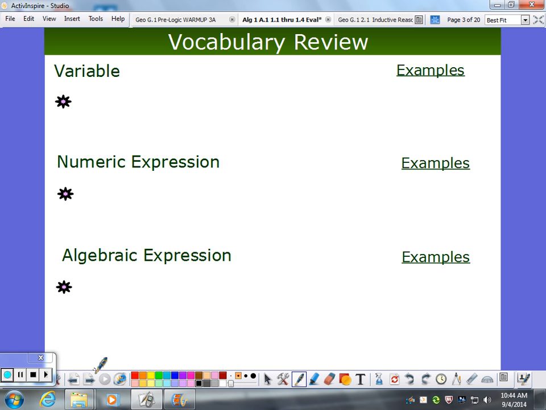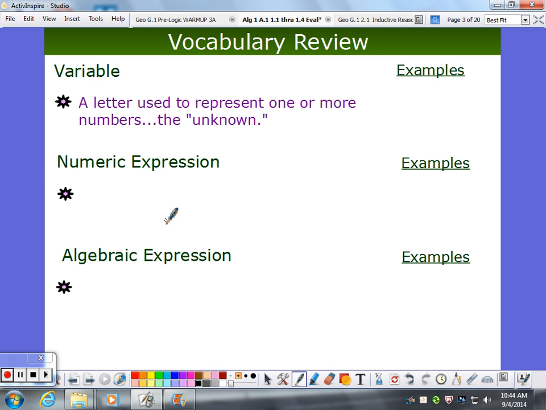What is a variable? What's a variable? Replaces an unknown number. That's fantastic. Anybody else have something you want to add? Replaces something you don't know. Let's see what I put. I put a lot of math here. A letter used to represent one or more numbers, the unknown.